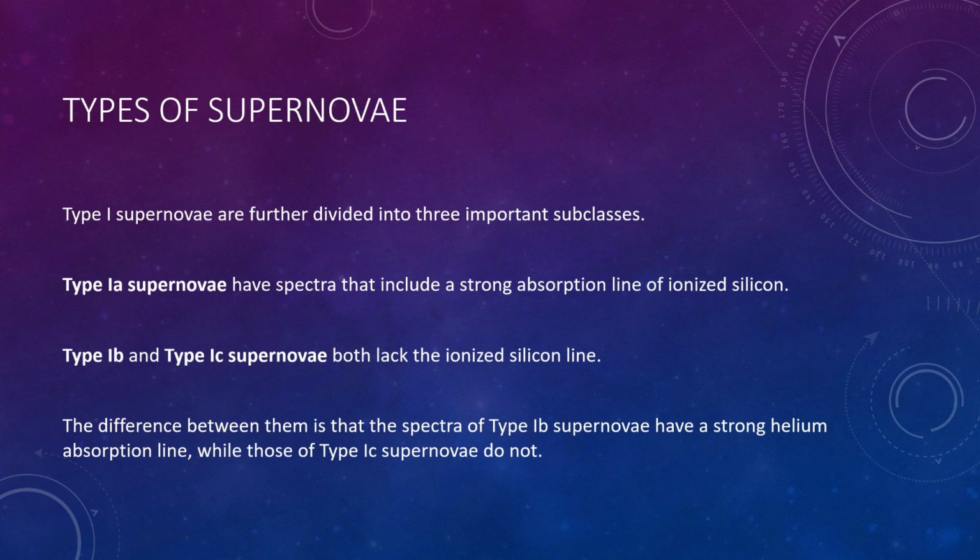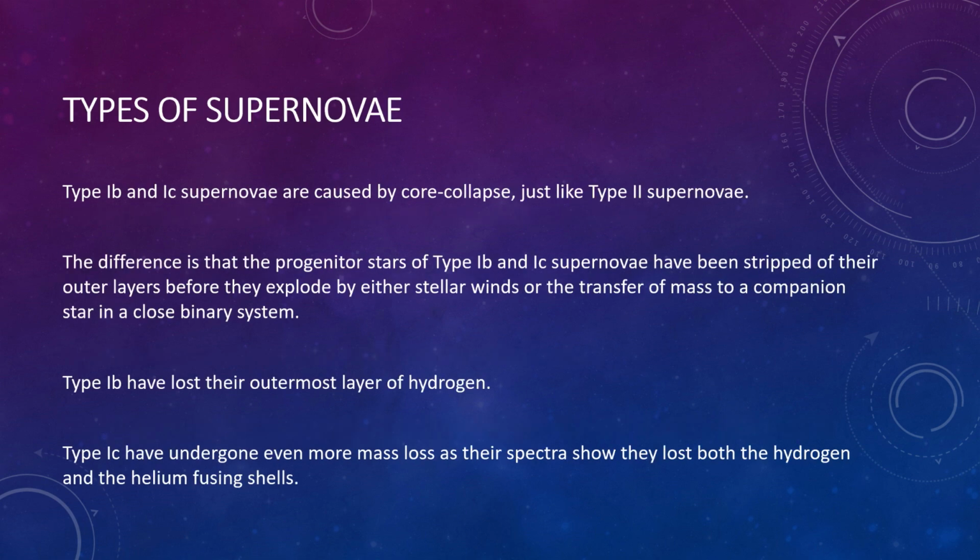It might be a little confusing to get the hang of these different types of supernovae based on these different elements. But with some practice and experience, it shouldn't be too much trouble. Astronomers suggest that type 1b and 1c supernovae are caused by core collapse in dying massive stars, just like the type 2 supernovae. The difference is that the progenitor stars of type 1b and 1c supernovae have been stripped of their outer layers before they explode.